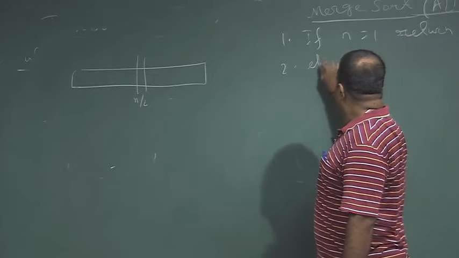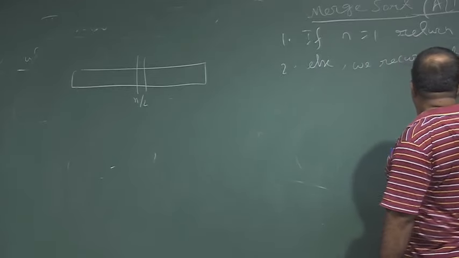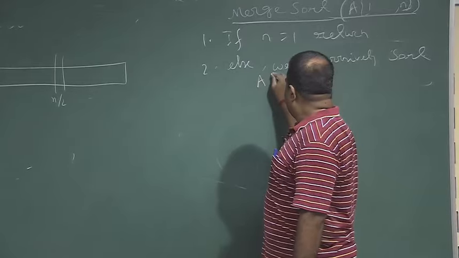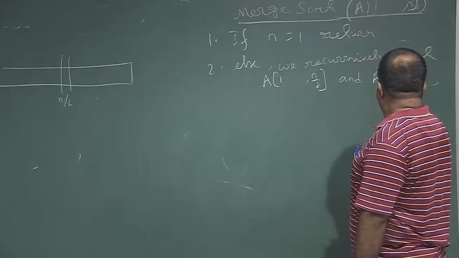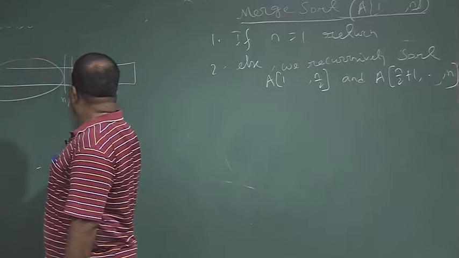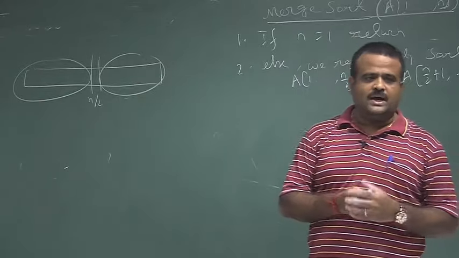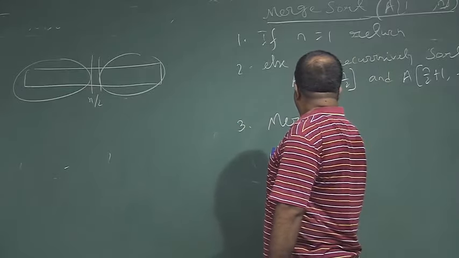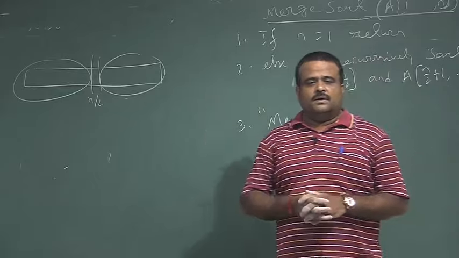Else, we recursively apply the same merge sort on 1 to n by 2 and n by 2 plus 1 to n. So, we have basically sorted this subarray and this subarray. Now, once we have two sorted arrays, we need to merge these to get the whole sorted array. So, we apply here a merge subroutine which will take two sorted subarrays and give us the whole sorted array.